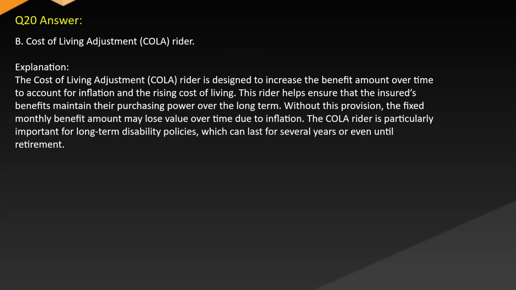Answer B. Cost of living adjustment COLA rider. Explanation. The cost of living adjustment COLA rider is designed to increase the benefit amount over time to account for inflation and the rising cost of living. This rider helps ensure that the insured's benefits maintain their purchasing power over the long term. Without this provision, the fixed monthly benefit amount may lose value over time due to inflation. The COLA rider is particularly important for long-term disability policies, which can last for several years or even until retirement.